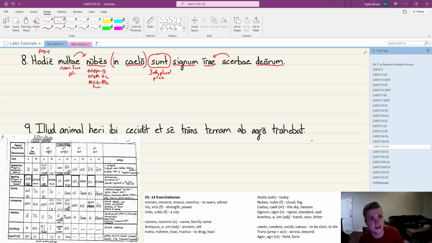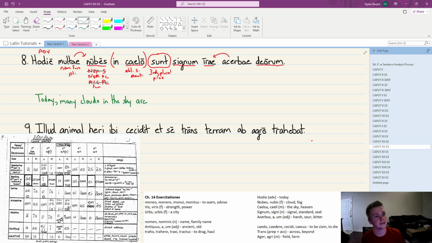And last part of the left side of the sentence, caelo. In takes ablative or accusative. Caelo, caelum, caeli, second declension, the o with a macron, ablative singular, neuter. The sky is what it translates to. So today, hodie, today, many clouds, in caelo, sunt.